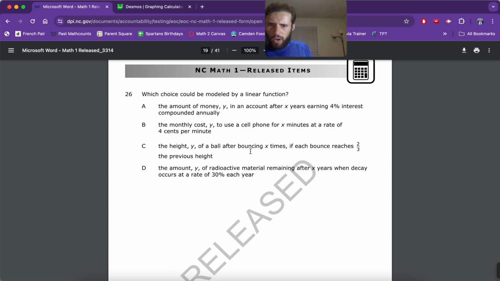The height Y of a ball after bouncing X times if each bounce reaches 2/3 of the previous height. That's exponential decay, right? You're multiplying by 2/3 each time. It's getting smaller and smaller, but at a slower and slower rate. It actually will never hit 0, technically. And then the amount Y of radioactive material remaining after X years when the decay occurs. So this is also exponential decay. So C and D are exponential decay. A is exponential growth. B is the only one that's linear. All right, so that would be B.